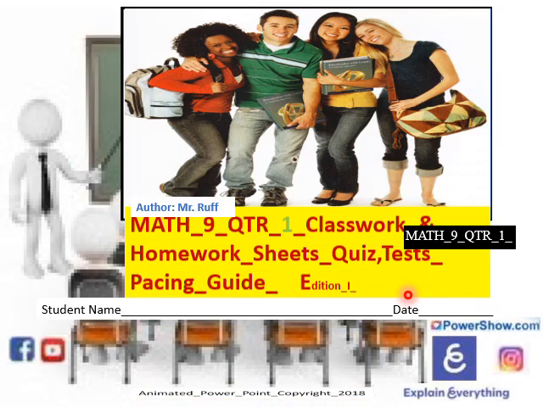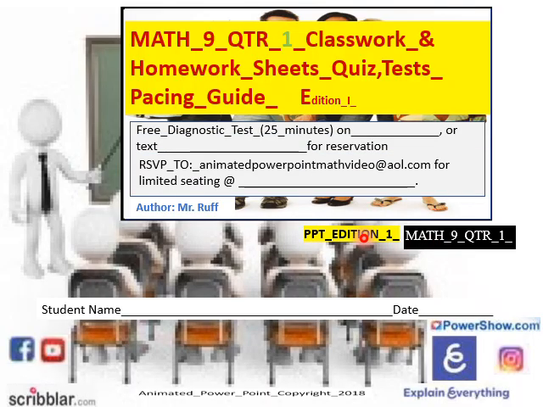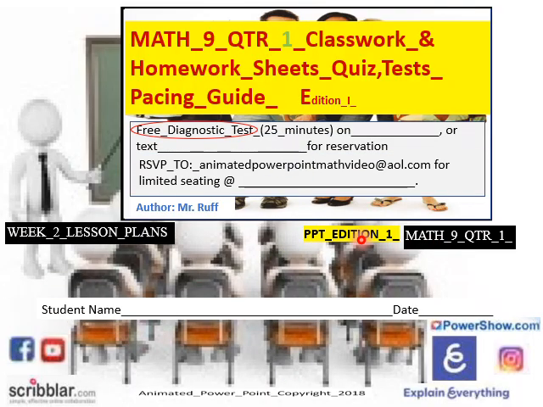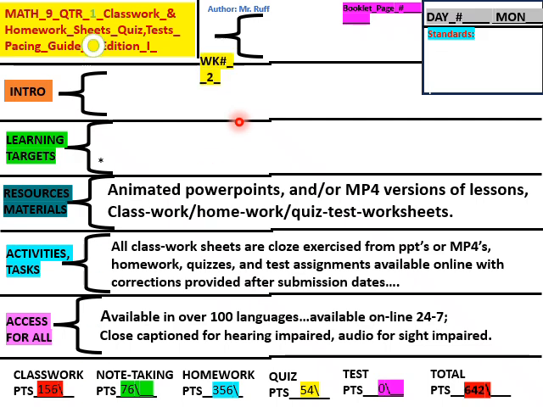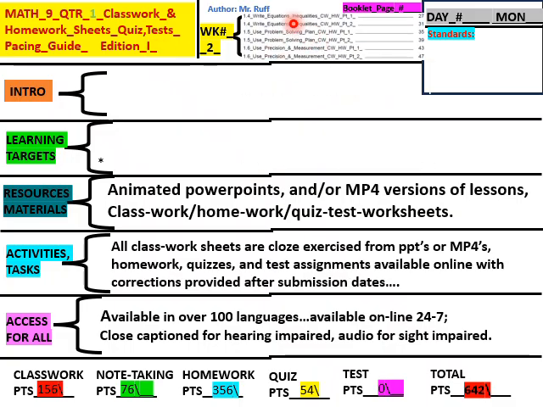Let's go into our page 1 here, Math 9 Quarter 1, PowerPoint edition, or your video edition of your lesson plans for Week 2. Students, name, date here. Let's go into Week 2 of Quarter 1 Math 9, and our lessons are here.